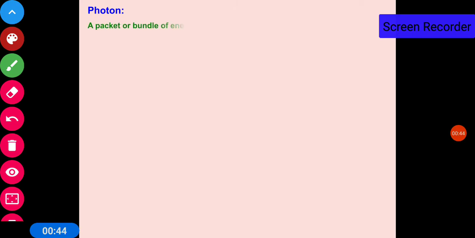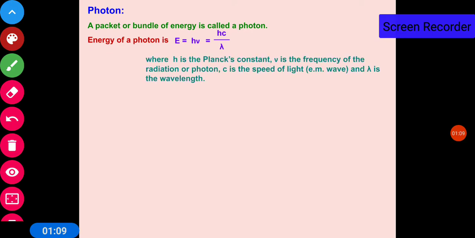Now photon. As you know that photon means a packet or bundle of energy. So the bundle of energy or the packet of energy is called photon, and energy of photon is given by the relation E is equal to h nu, where nu is the frequency of the photon, or E is equal to hc upon lambda, where h is the Planck's constant, nu is the frequency of radiation or photon, c is the speed of light, that is electromagnetic wave, and lambda is the wavelength.